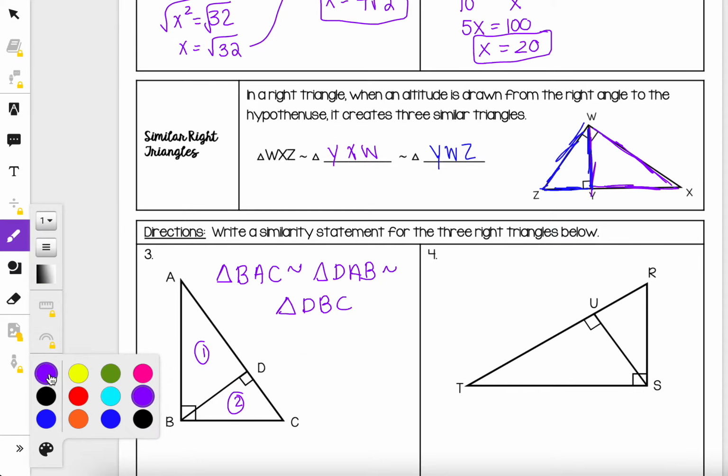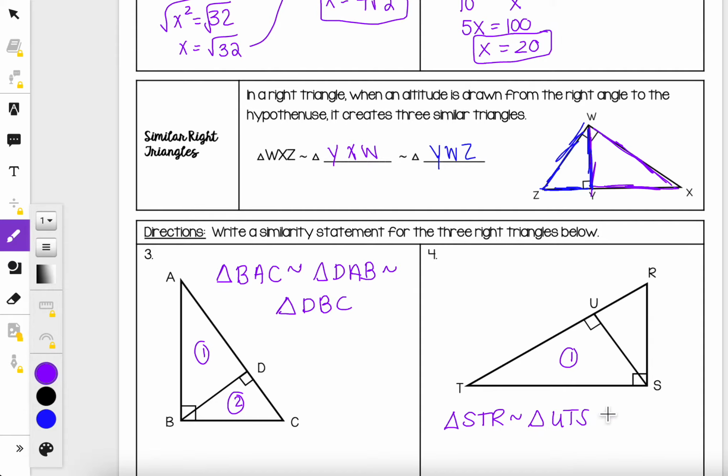With number 4, looking at that big right triangle, I have triangle STR is similar to, I'm going to look at my first triangle here. Remember, I'm starting at the right angle, going from the long leg down to the hypotenuse. So that's going to be similar to triangle UTS, which is similar to triangle USR.